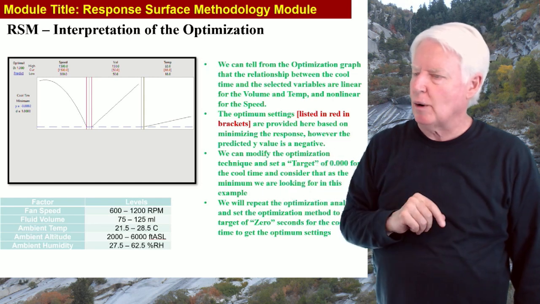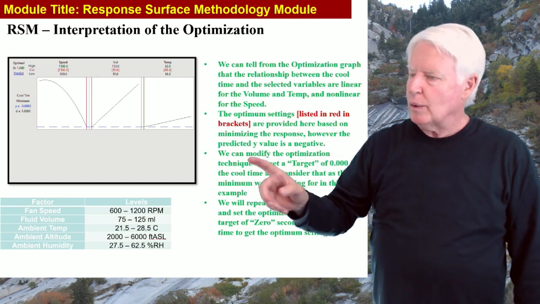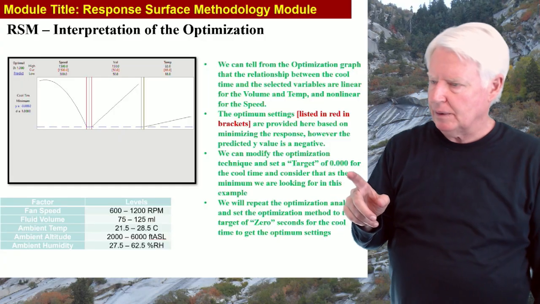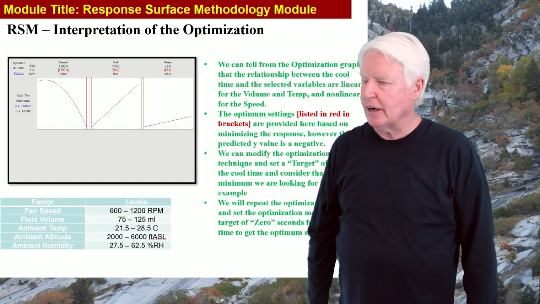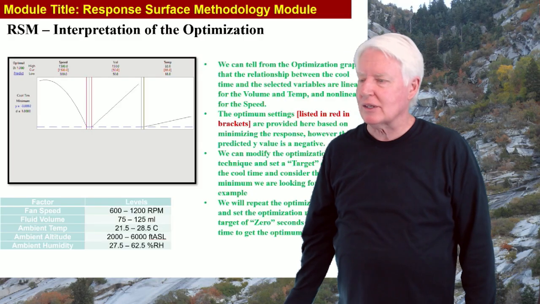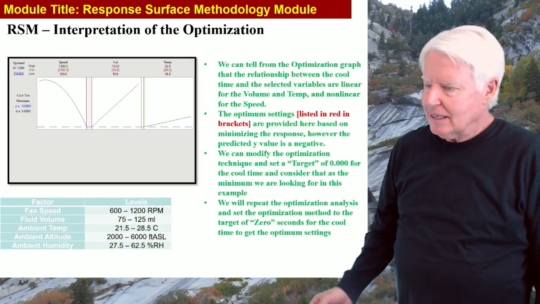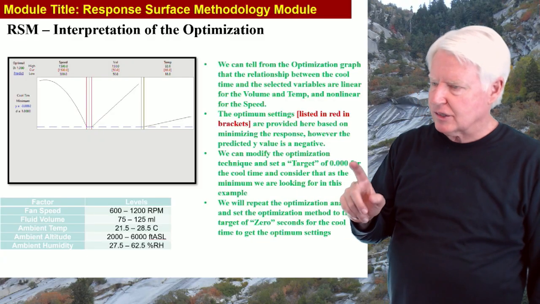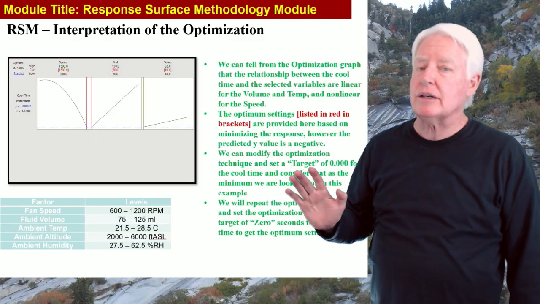In the red brackets are provided here based on minimizing the response. However, the predicted Y value is a negative. We can modify the optimization technique to set target of 0. Because you can't have a negative time. That's what I mean. When we minimize, it goes below 0. Well, that makes no sense. So we probably need to go back and run it again and make it the target 0, not minimize. And we're going to do that.